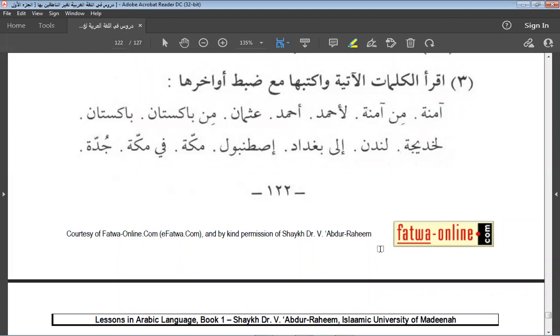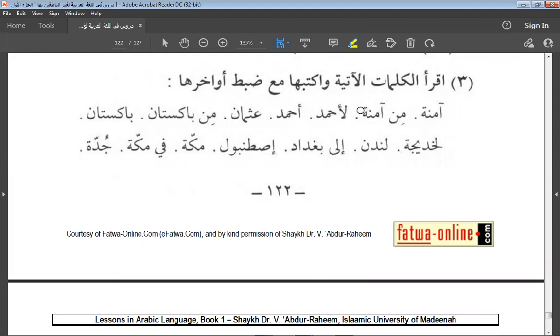Okay. So it says, read the following words, write them and vowelize their endings. Read the following words, write them and vowelize their endings. Give vowels to the endings.